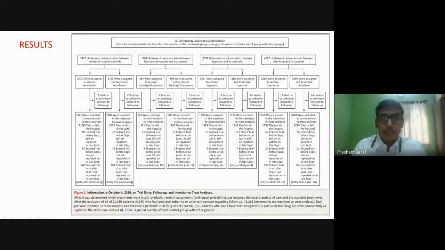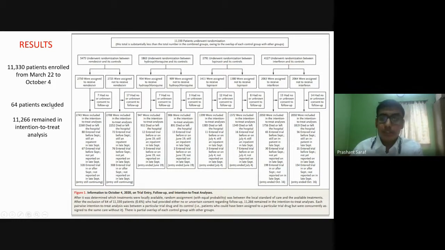Then coming to the results, I know this is a very big table, so it might not be clearly visible to you, but I would point out the important points, like 11,330 patients were enrolled from March 22 to October 4, out of which 64 patients were excluded because they had unknown consent or no consent to follow. As you can see, this flow diagram is given, which is one of the points mentioned in the CONSORT guidelines. So 11,266 remained in the intention to treat analysis.